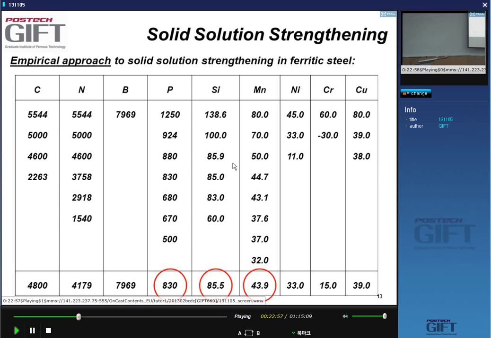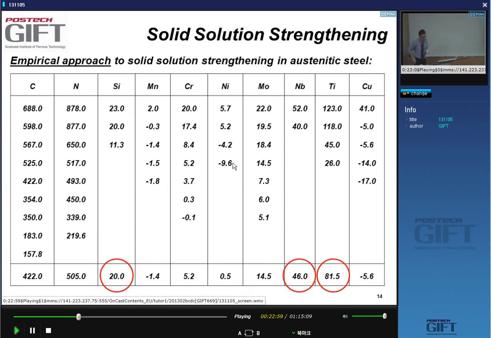Okay, and here you have data for austenite. And of course, the strengthening elements here, with the exception of carbon and nitrogen, are different. You have silicon, niobium, titanium as the strengtheners, and not phosphorus, silicon, and manganese, as in the case of ferrite.